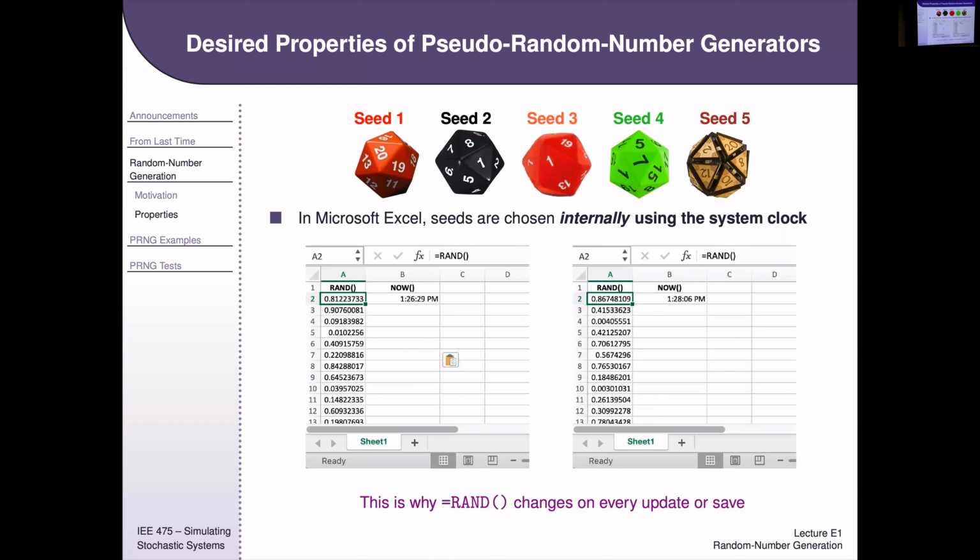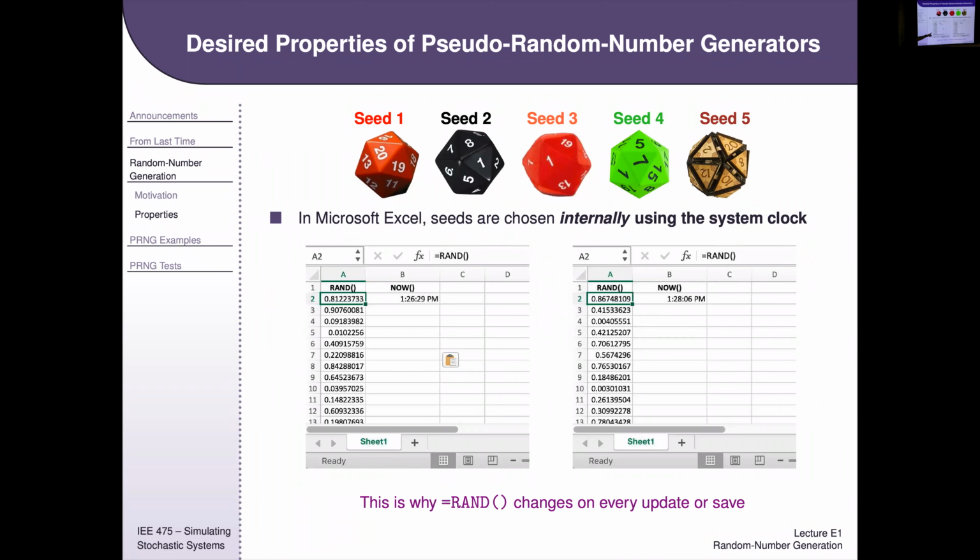As an example, one of the frustrating things about simulating in Excel is that seeds are chosen internally by the system clock. Every time you open up Excel, it needs a seed for its random number generators. And so instead of using a seed you provide, like Arena does, it just says, I'm going to use the second since January 1st, 1970, and that'll be my seed for my random number generator. Well, every time you open Excel or save a spreadsheet, that number changes. And so you get different random numbers out.